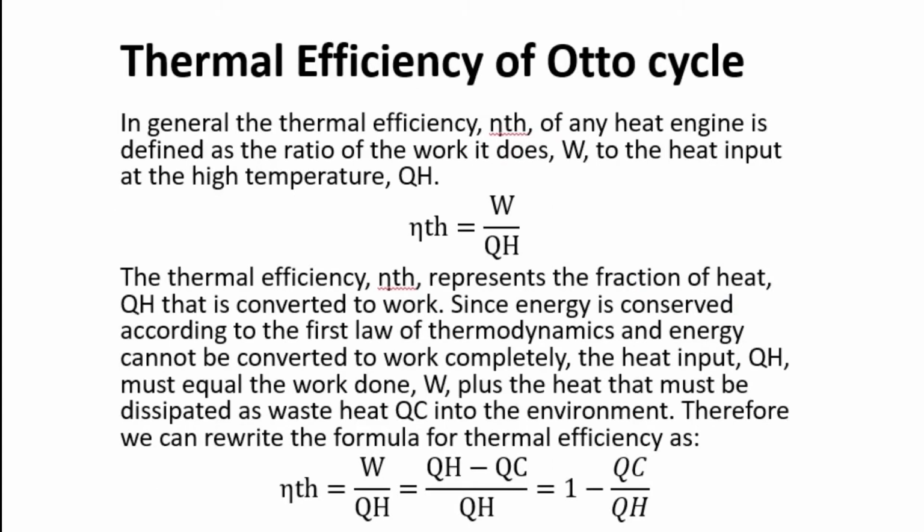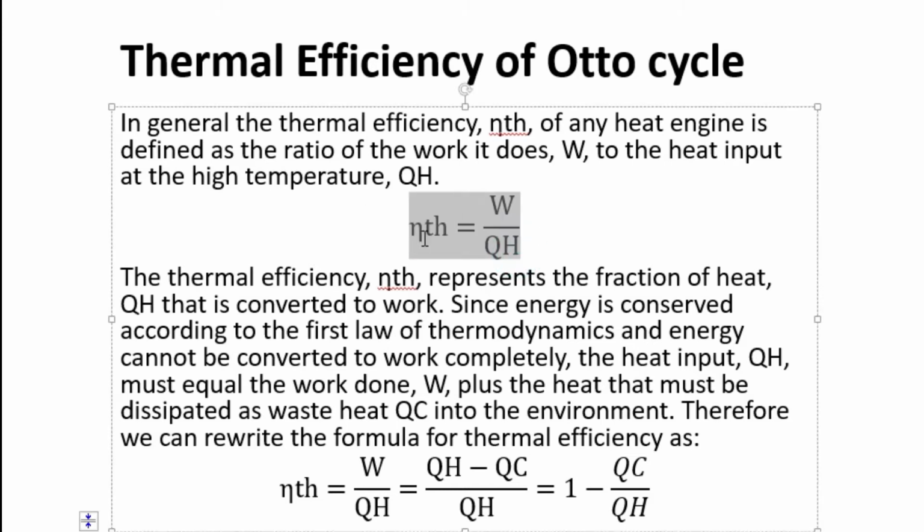Now coming towards the thermal efficiency of the Otto cycle. Students, as you all know, in general, efficiency is the ratio of work done to the input heat at high temperature. By using this relationship, we can find the thermal efficiency of an Otto cycle. According to the first law of thermodynamics, energy cannot be converted to work completely, so input heat is the addition of the work done plus the waste heat. Here the work done can be found by subtracting the waste heat QC from the input heat QH, and we can find the efficiency of an Otto cycle.